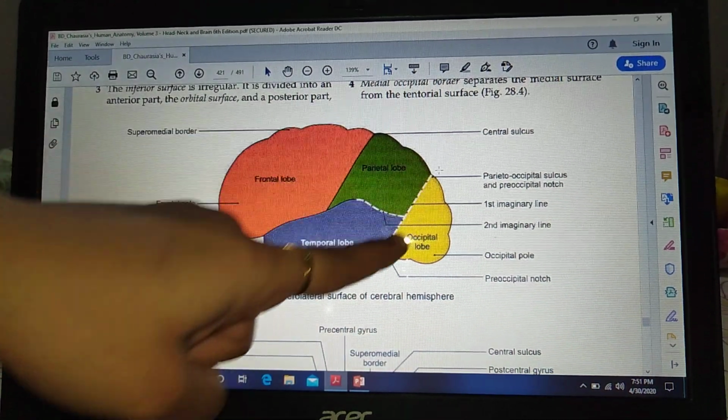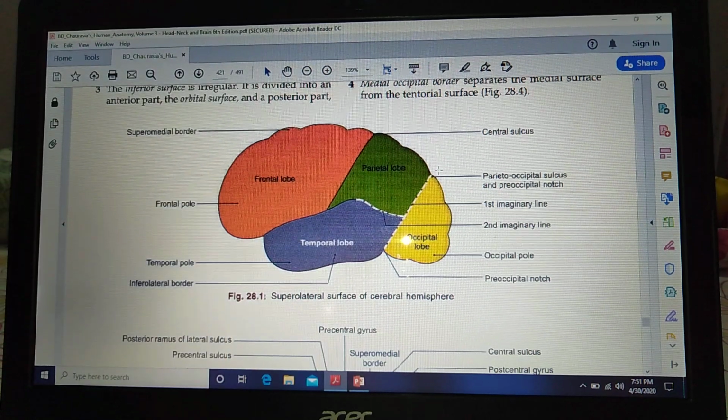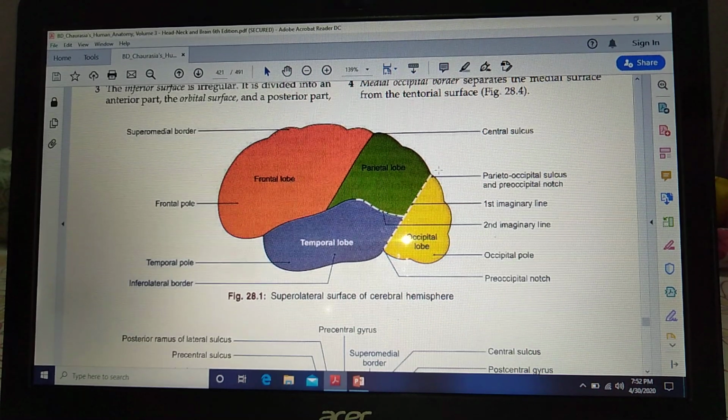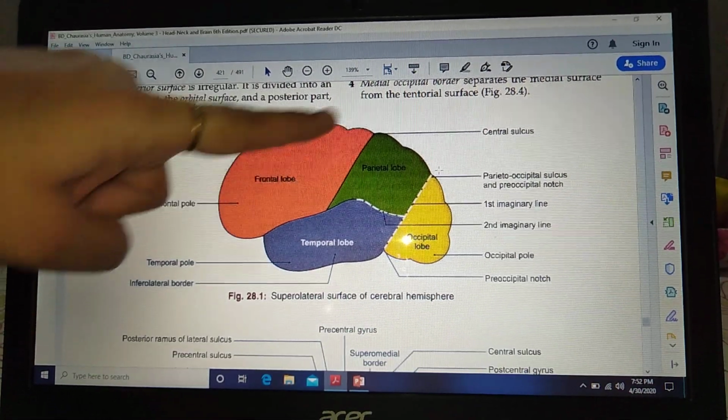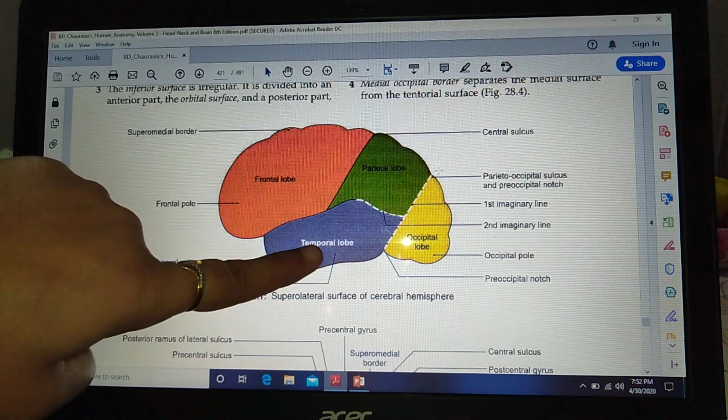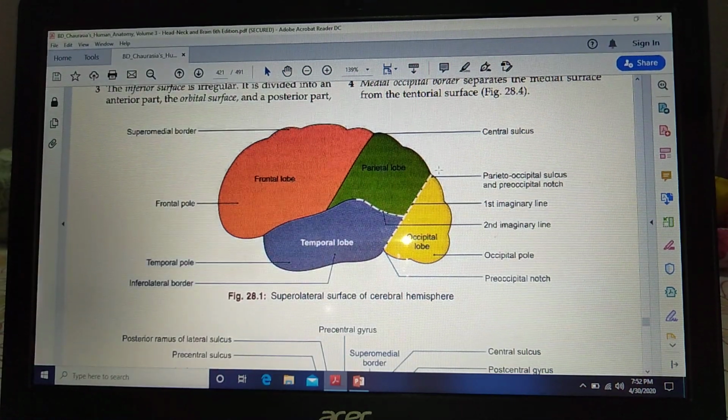Now, if you draw these 2 imaginary lines, then the boundaries of each lobe will be very clear to understand, right? So this way, these 4 landmarks, the central sulcus, the lateral sulcus, parieto-occipital sulcus, preoccipital notch, and the 2 imaginary lines that we have seen, will form the boundaries of all the lobes of the cerebrum. And now we can say this is the frontal lobe, this is parietal, occipital and temporal lobes. Okay, so that is about the lobes of the cerebrum.